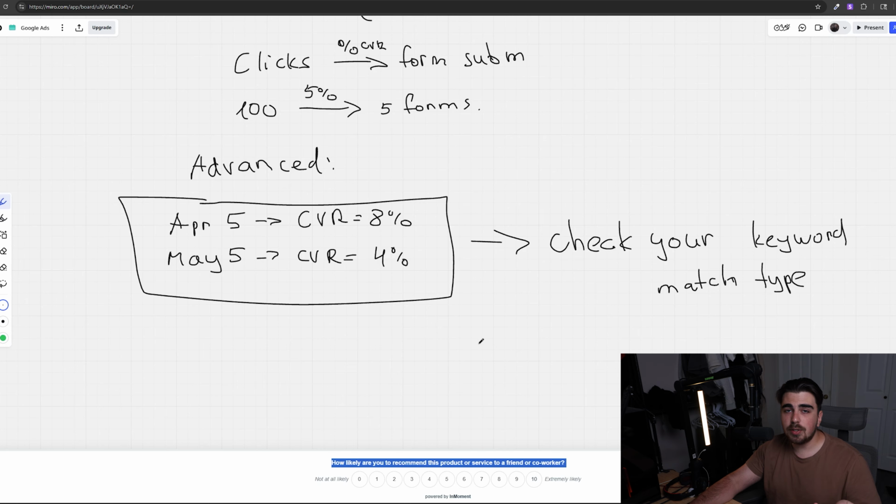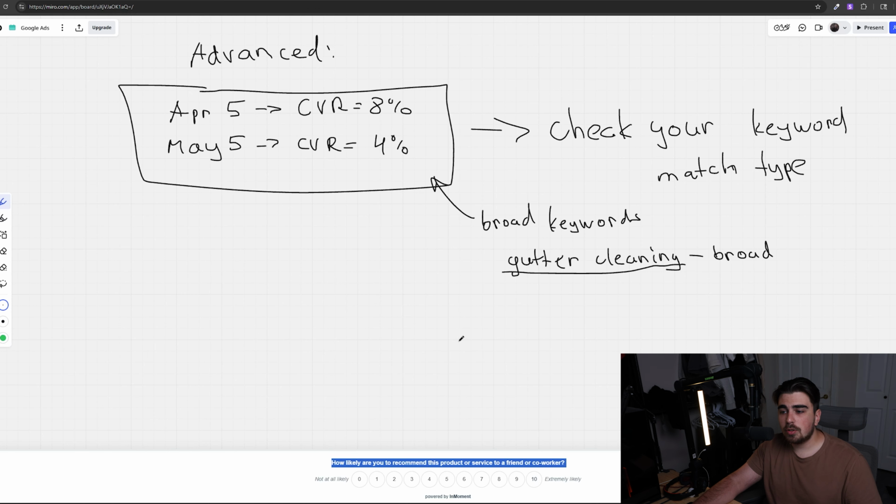Like let's say one of your keywords is gutter cleaning, without any angle brackets, without any quotation marks, just gutter cleaning. So when you're using this broad keyword and somebody searches for "buy gutters", well, it will trigger this keyword. So a lot of people that are searching for stuff irrelevant to your service will be clicking on your ad, and therefore you'll be charged, and therefore conversion rate will drop. So this is one kind of thing I noticed when I was auditing other businesses.